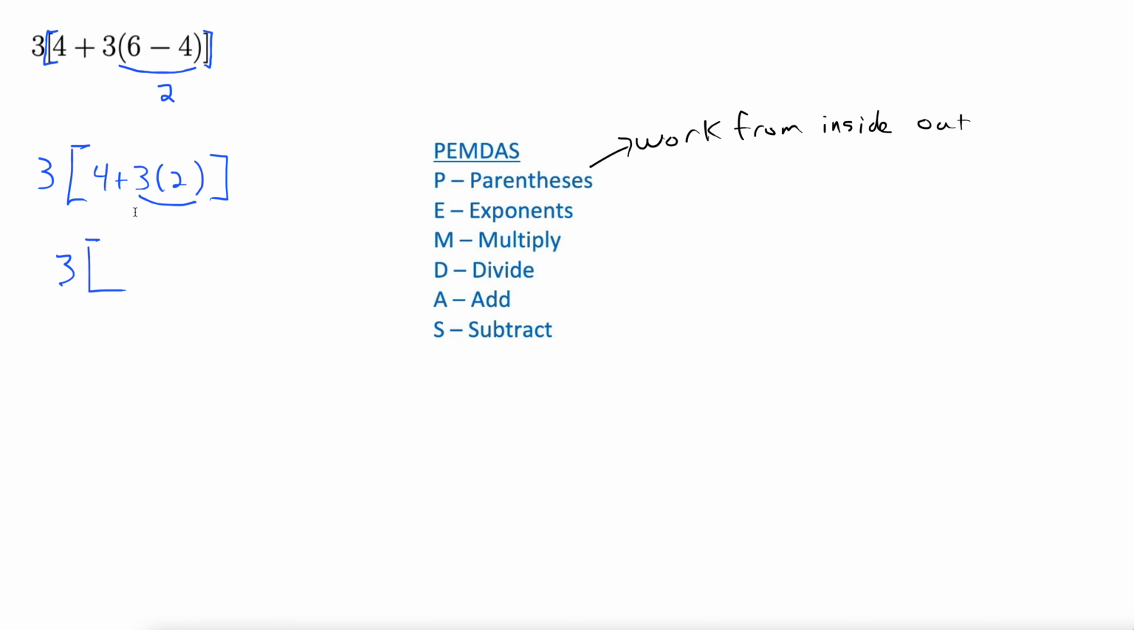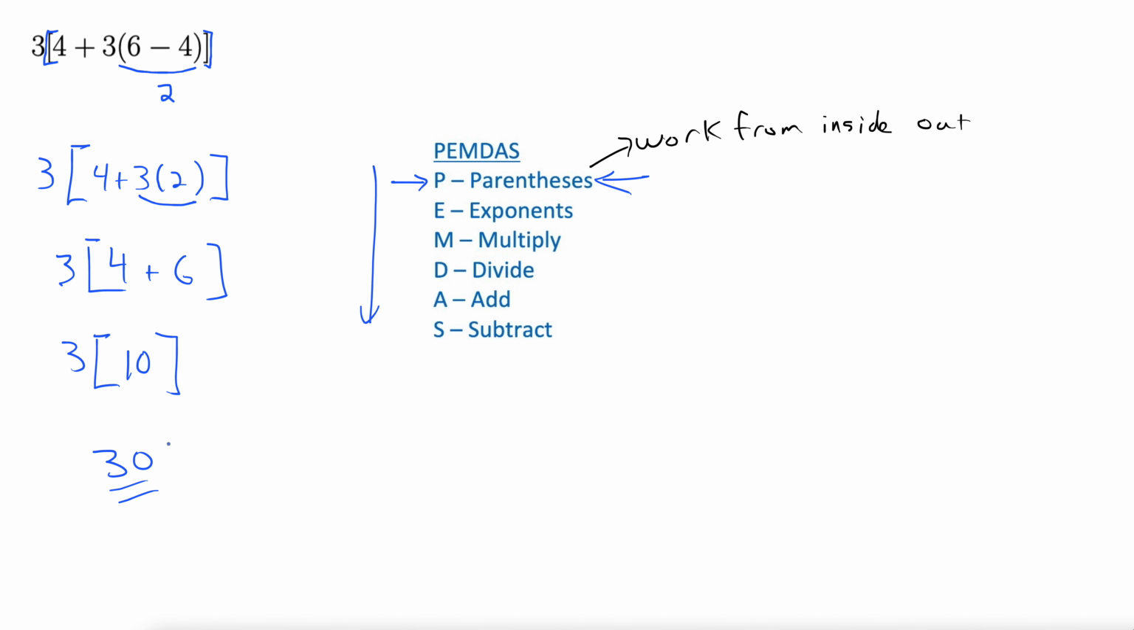So we do that next. 4 plus 3 times 2 is 6. Okay, well now we add, so 3 times 10. And this is still multiply. We added first because these were in the parentheses, and parentheses are at the very top of the PEMDAS list. Remember, this is the order in which we do things. We start up at the top, we end at the bottom. Now there's nothing left to do but to multiply, so we get 30. So there's our answer to that one.